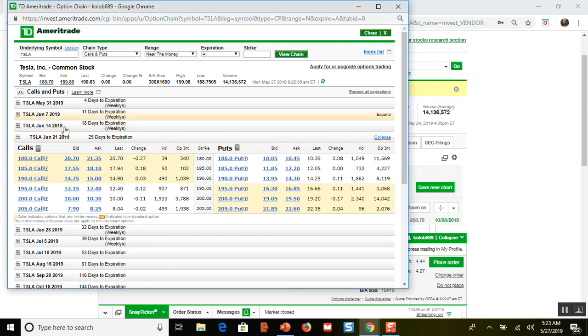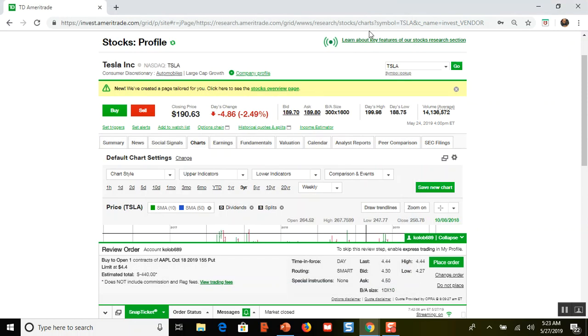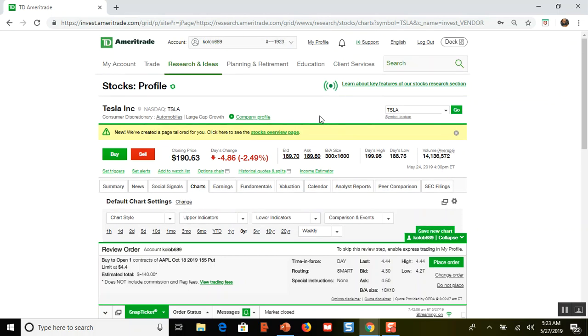But if Tesla went up to 195, you can make $500 plus the credit, so about $550. You could lose about $450 or so. So you can play around with it, whatever time frames. You can do short terms, you can do long terms, however you want to do it. The option collar is a great way to invest. It's simple, easy to learn, and it'll help you get the hang of how stock options work in general.